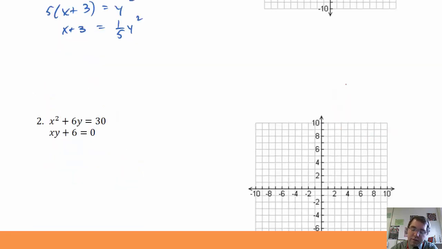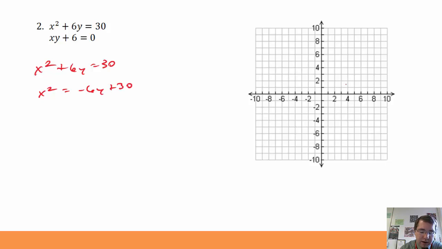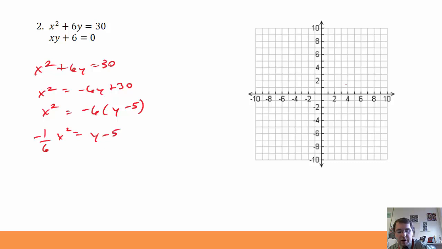Example number 2. x squared plus 6y equals 30, and xy plus 6 equals 0. Let's start with x squared plus 6y equals 30. What kind of a conic is that? That's a parabola, since the x is squared but the y is not. So let's make it look like a parabola. x squared equals negative 6y plus 30. We'll factor out the negative 6 on the right-hand side. Make it y minus 5. We'll divide by negative 6 and make it negative 1/6 x squared equals y minus 5. That's a parabola with a vertex at 0, 5. Right there. It's got to open down.